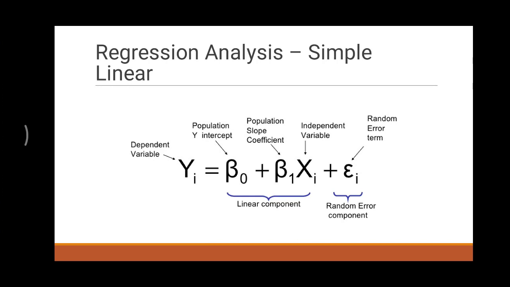Now here we have the equation for simple linear regression, which is given by yi is equal to beta naught plus beta 1 xi plus epsilon i. Yi is the dependent variable, beta naught is the population y-intercept, which tells us where the line will pass. Beta 1 is the slope coefficient that tells us the angle of inclination of the line. Xi is the independent variable and epsilon i is the random error term, which tells us about the errors that are included in the statistics.